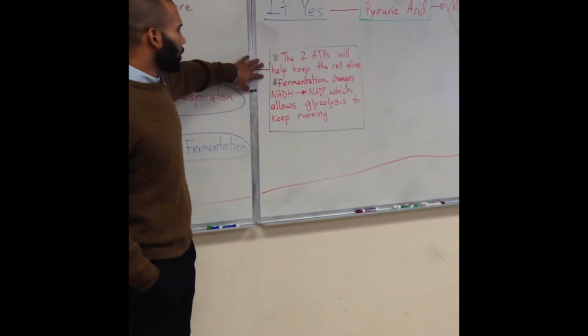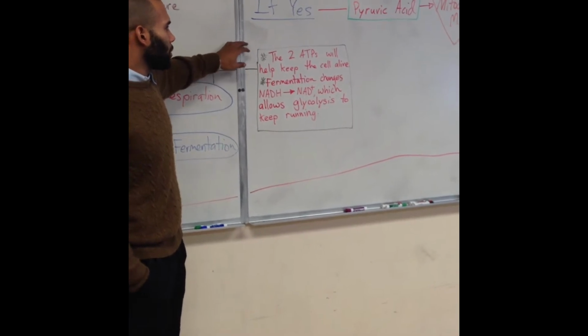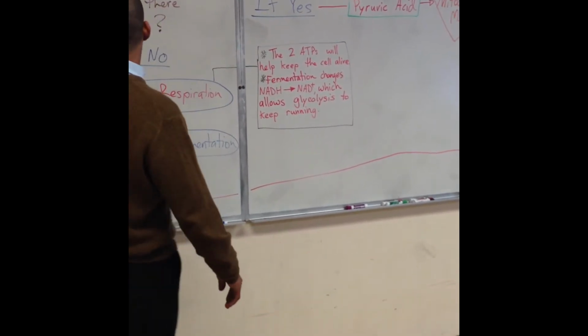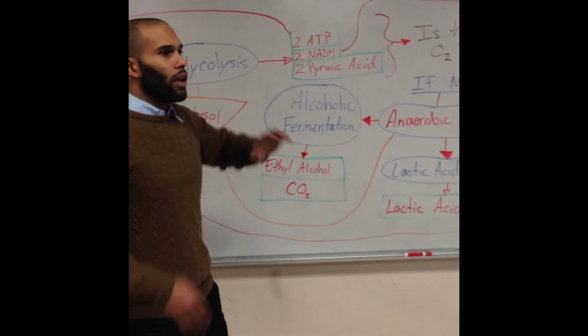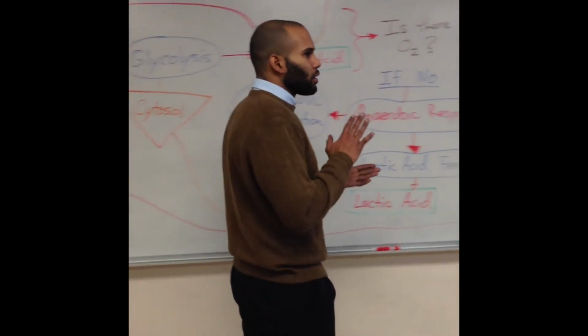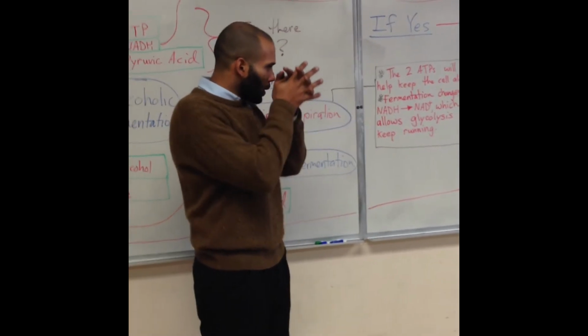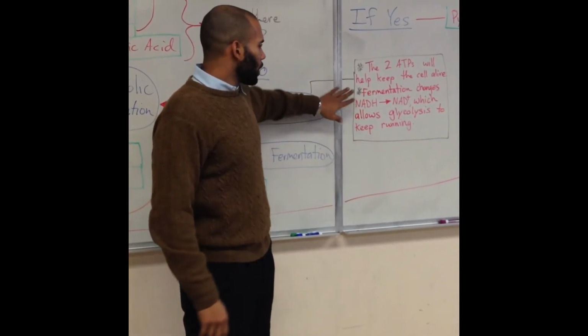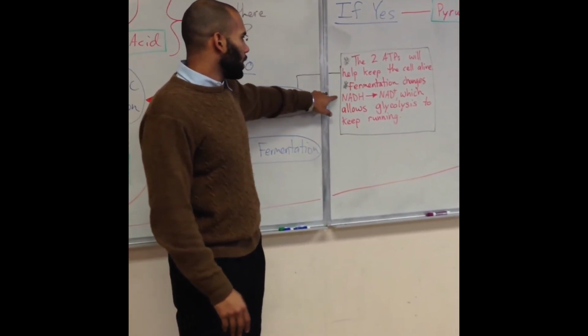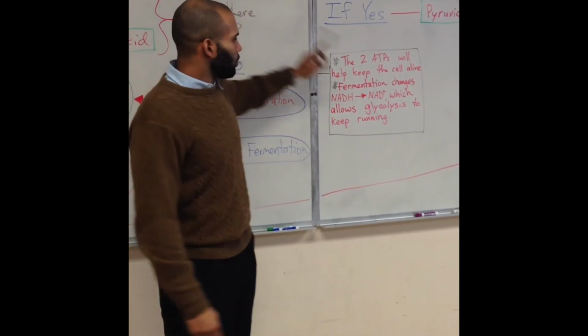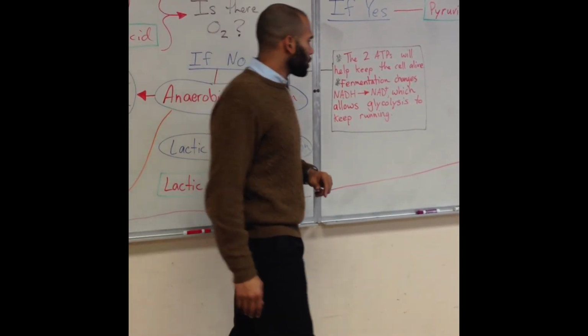Kind of summed up right here. The 2 ATPs will help keep the cell alive, so it'll use these 2 ATPs for any little thing that needs energy to keep the cell alive. And like I just said, the fermentation changes the NADHs made in glycolysis back into NAD+, to keep the glycolysis running.